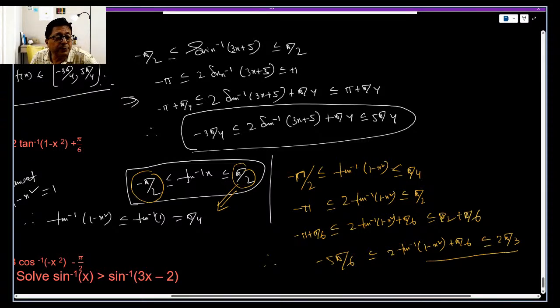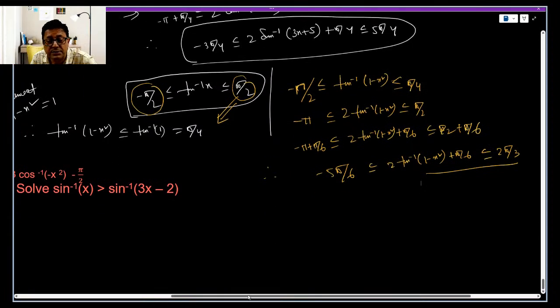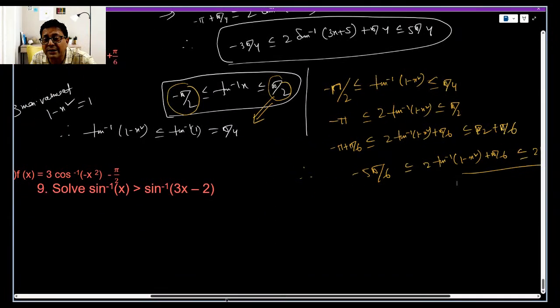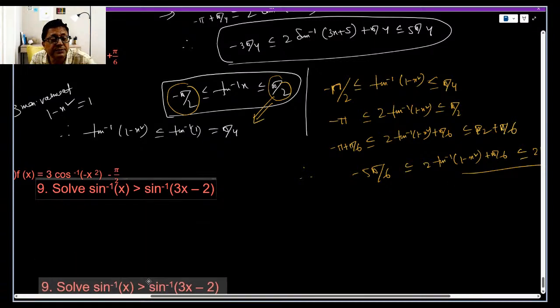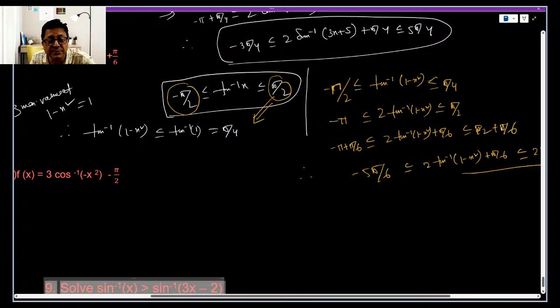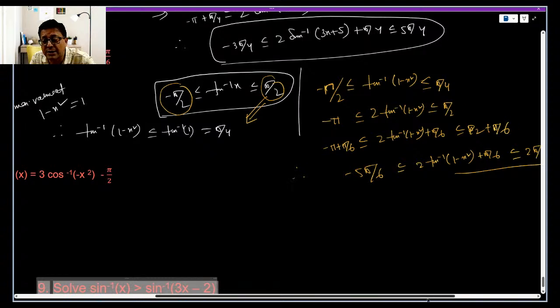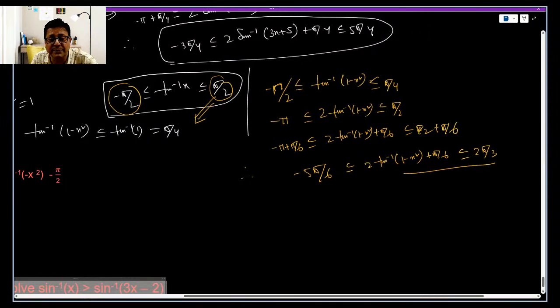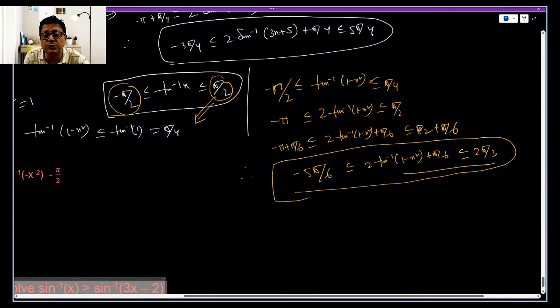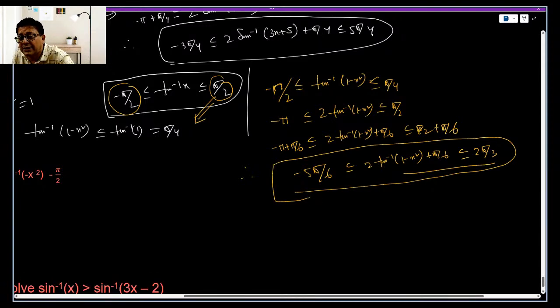But this kind of question, I am just going to take another sum on range. Let us solve it. Then we will solve the inequality sum. This is okay. It is lying between minus 5 pi by 6 to 2 pi by 3.